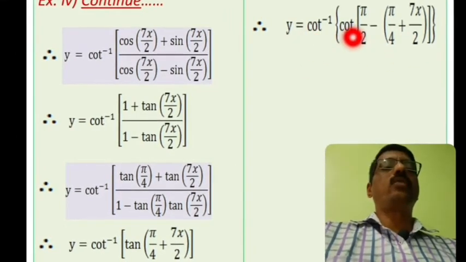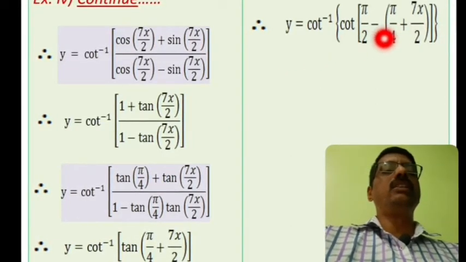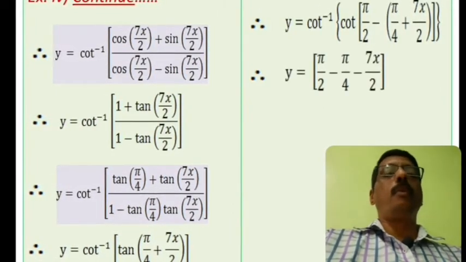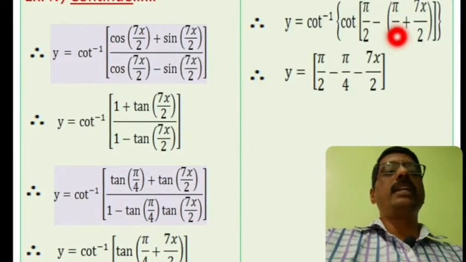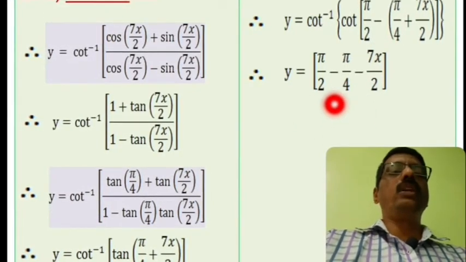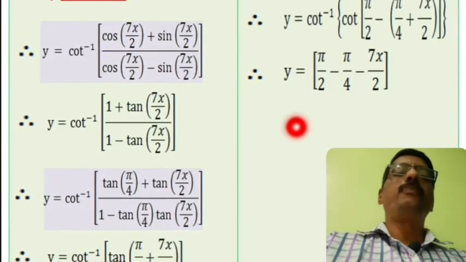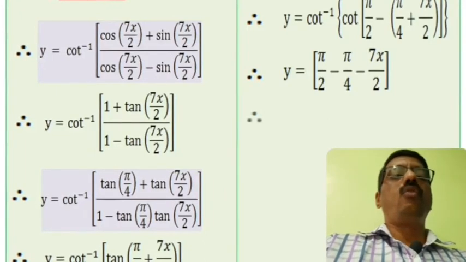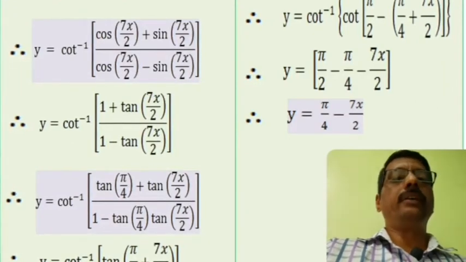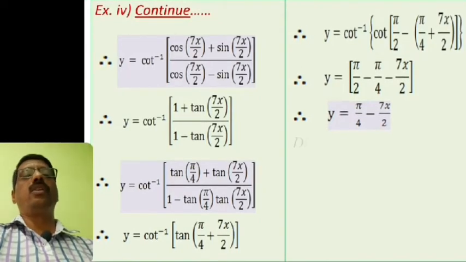Now here cot inverse and cot cancel, and in the bracket we only have to simplify, and therefore the next step becomes y equal to pi by 2 minus pi by 4 minus 7x/2. Now simplifying pi by 2 minus pi by 4, that is pi by 4, and therefore the next step becomes y equal to pi by 4 minus 7x/2. Now we can differentiate the given function with respect to x, that is dy by dx.